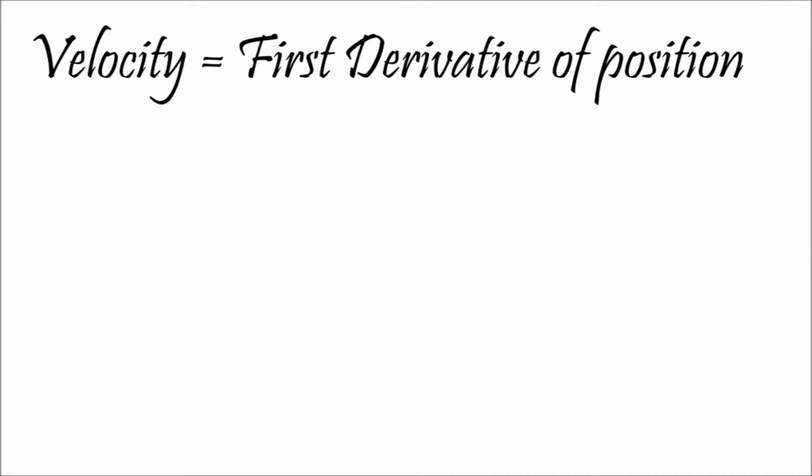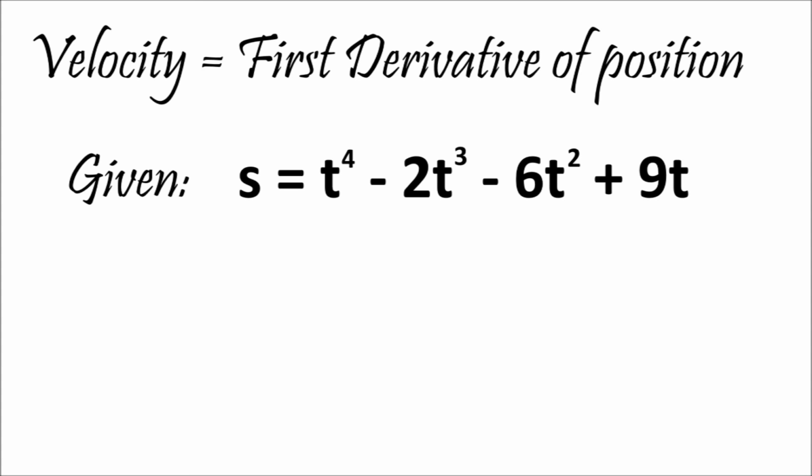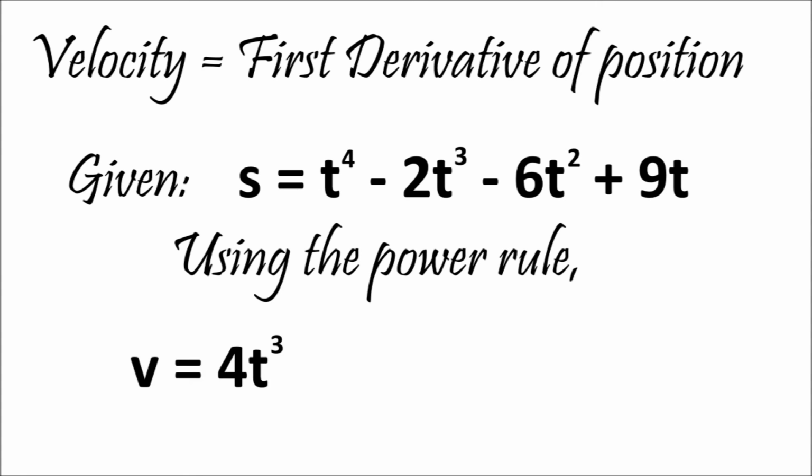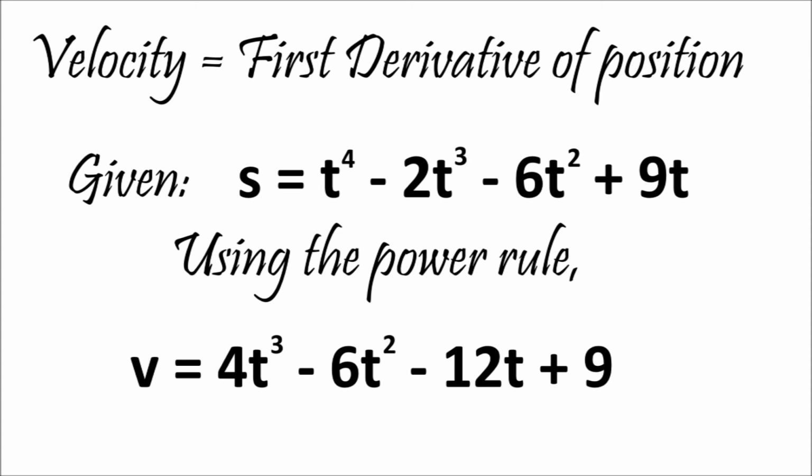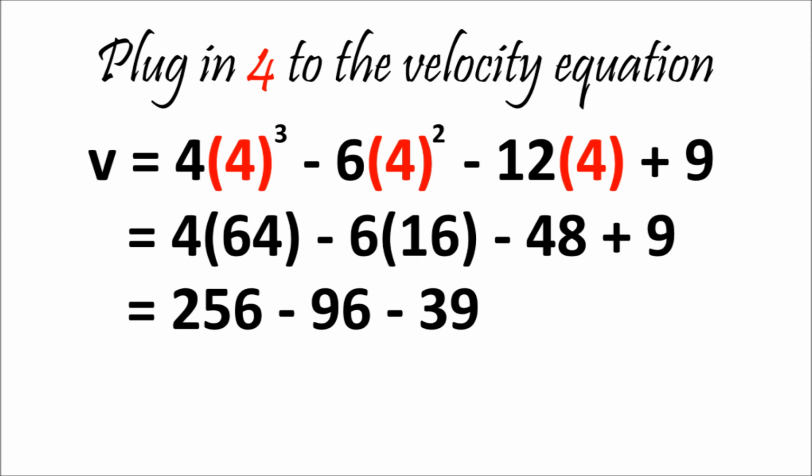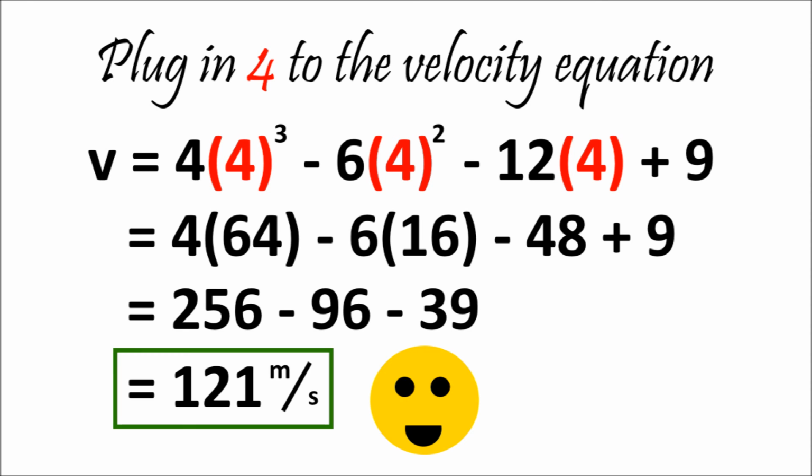Velocity is the first derivative of position, so to get the first derivative, you use the power rule to get 4t cubed minus 6t squared minus 12t plus 9, and when you plug 4 into the time, you get the velocity at 4 seconds as 121 meters per second.